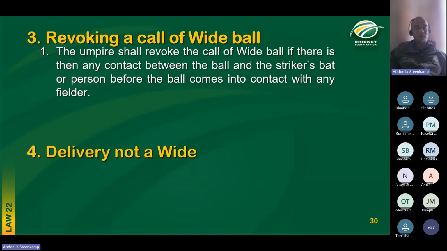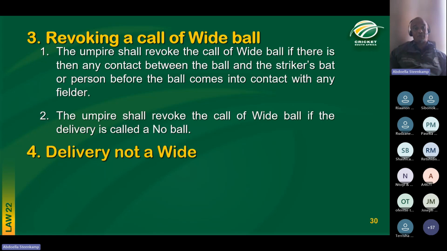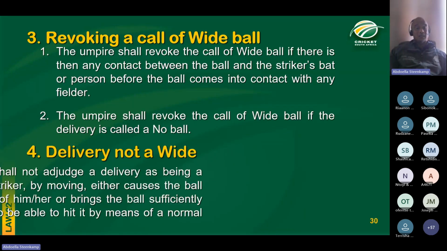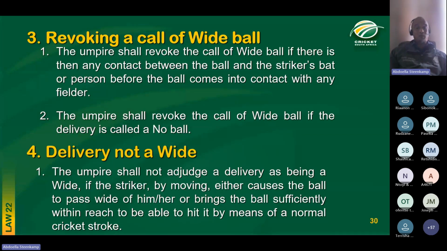I've just mentioned that you need to wait until it passes the striker's wicket because you need to make sure that there's been no contact between the ball and the striker's bat or person. If you did call it too early, you need to revoke your call of wide. Also, the law guides us by telling us there is an instance where the delivery will not be a wide. And what is that? If the striker by moving, you often see it on TV, the striker moving around in the crease.